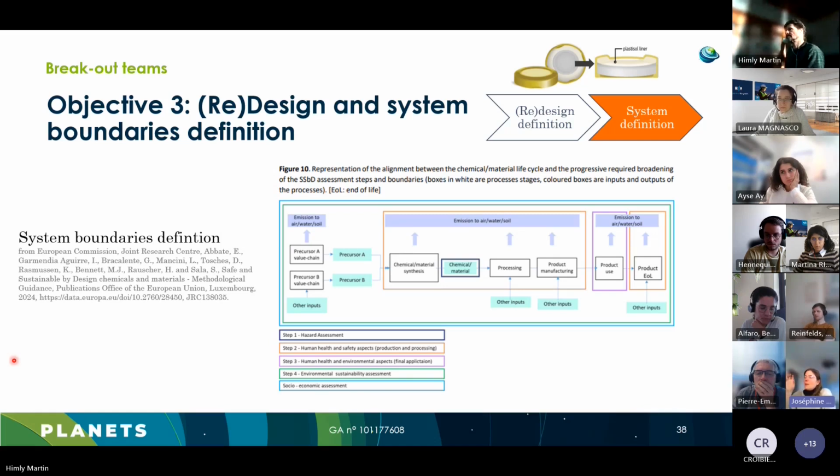select where we will assess hazard, where we will assess exposure, where we will assess environmental impact, where we will assess economic and social impact, and so on. So this is a key point of the system definition, and this will then nourish all the assessments that will be performed in the second phase of the SSbD framework.